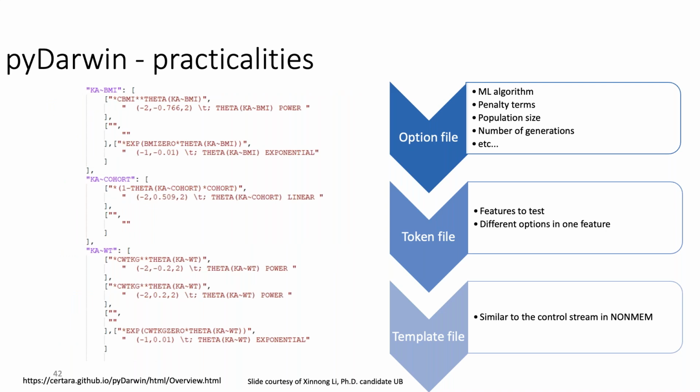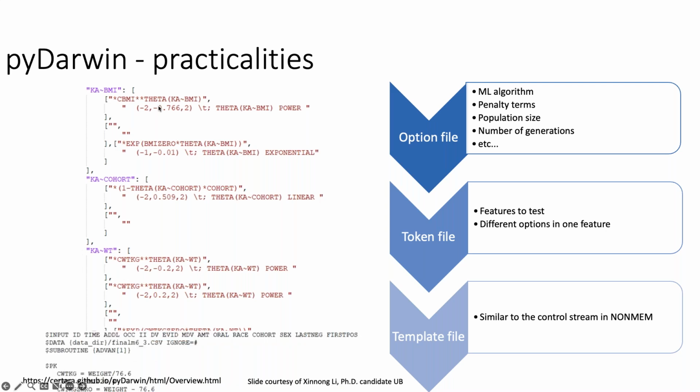Okay, so this is the token file. You can see that this has, for example, a token called KABMI. So it can either be blanks, or it can have these two functional forms where you've got a multiplicative power, so a power function here, as well as an exponentiated form. And then you see here the initial estimates.